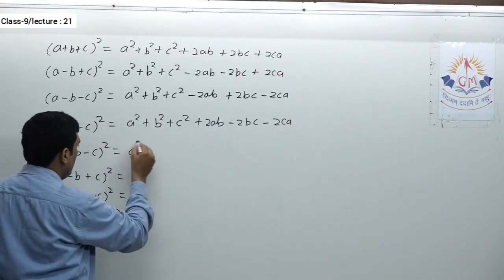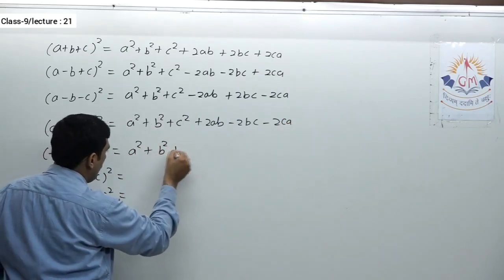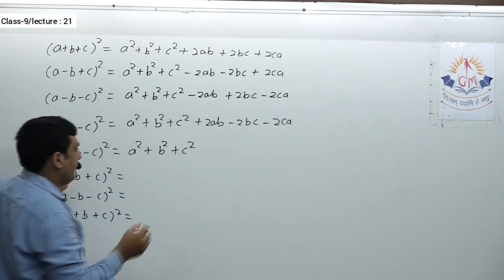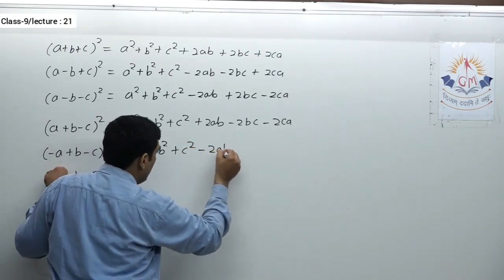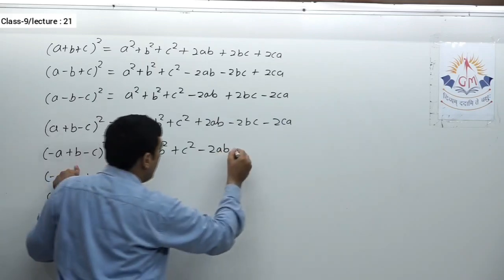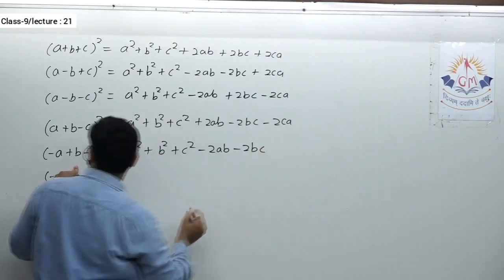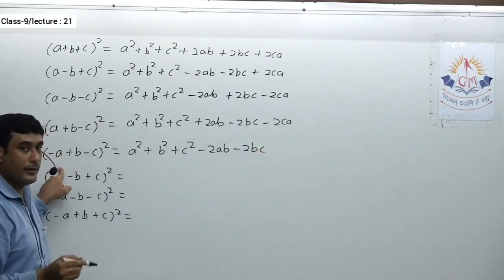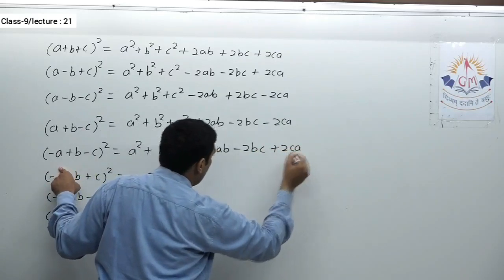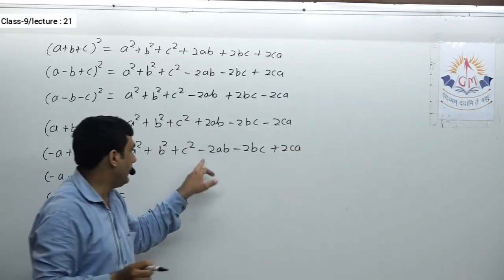Here again, a square plus b square plus c square. Now among these two, one is negative, so minus 2ab. Among these two, again one is negative, so minus 2bc. Among these two, both are negative, so it will remain plus 2ca only. If one term is negative, then make the sign minus.